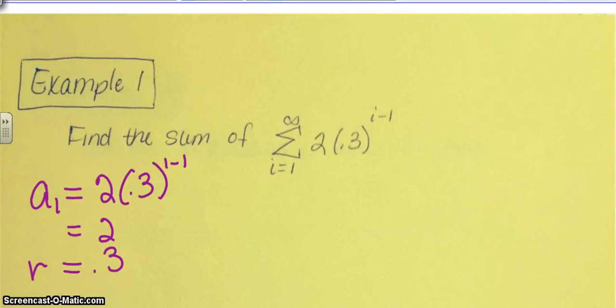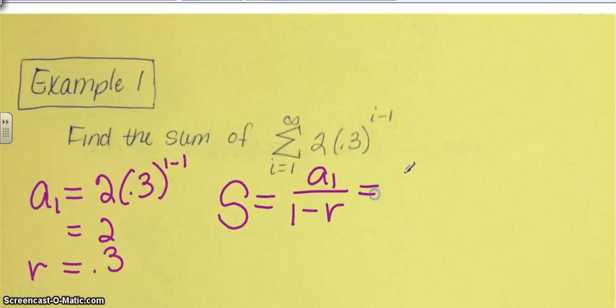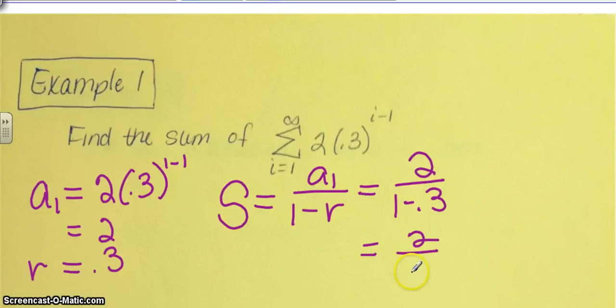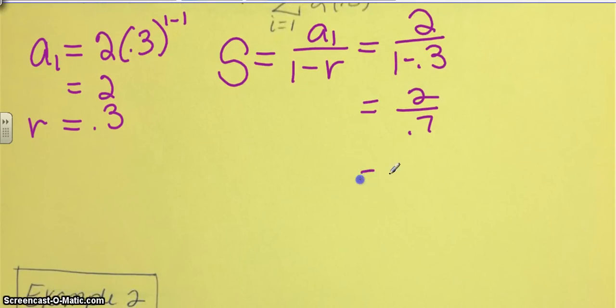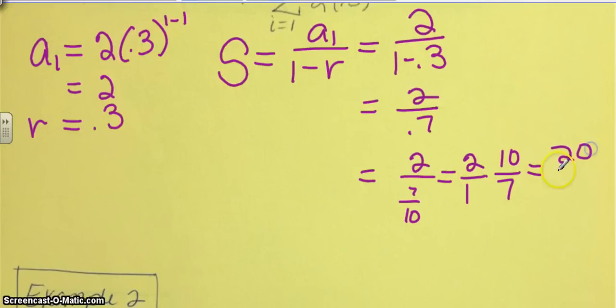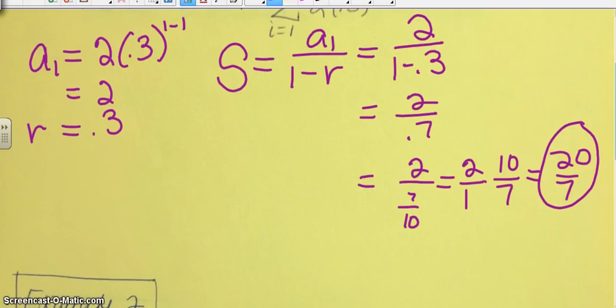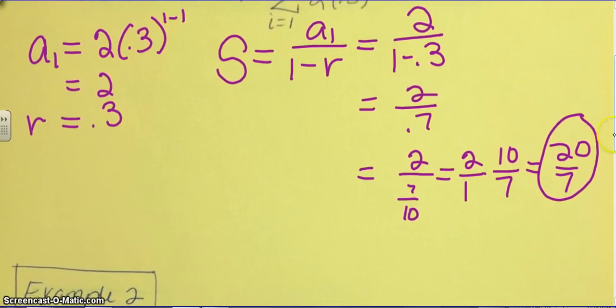Now the formula for the infinite geometric series is S is equal to a sub 1 over 1 minus r. So now I just want to substitute the values I just calculated. A sub 1 is 2, r is 0.3. So I have 2 over 1 minus 0.3, which is 0.7. And 0.7 is the same thing as 7/10. This fraction bar is the same as division, so it's 2 divided by 7/10, which would be the same as 2 over 1 times 10 over 7, which means that the sum of my infinite series is equal to 20 over 7.